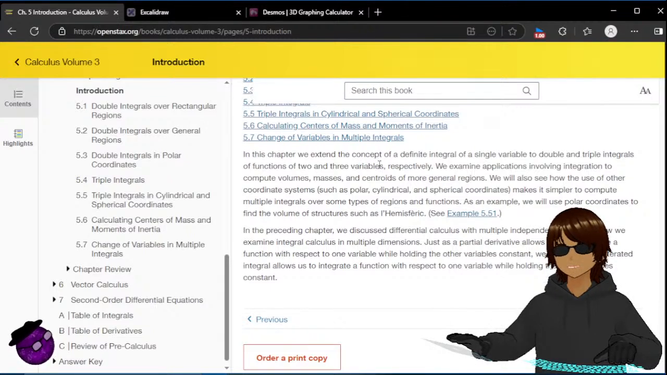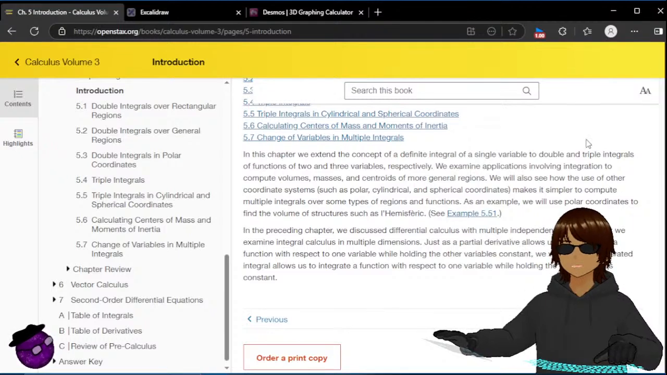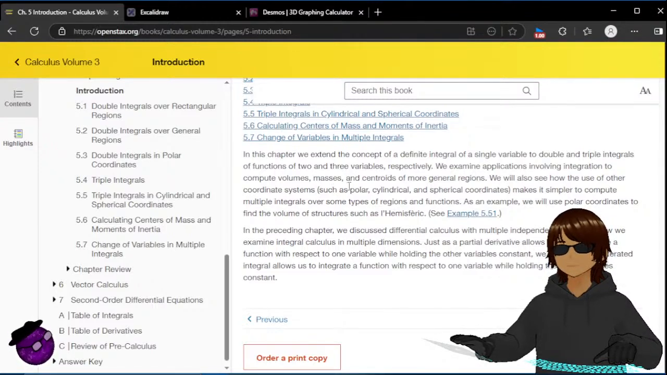In this chapter, we extend the concept of a definite integral of a single variable to double and triple integrals of functions of two and three variables, respectively. We examine applications involving integration to compute volumes, masses, and centroids of more general regions. We will also see how the use of other coordinate systems such as polar, cylindrical, and spherical coordinates makes it simpler to compute multiple integrals over some types of regions and functions.